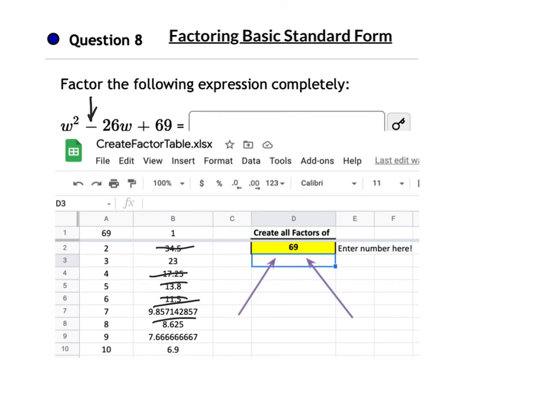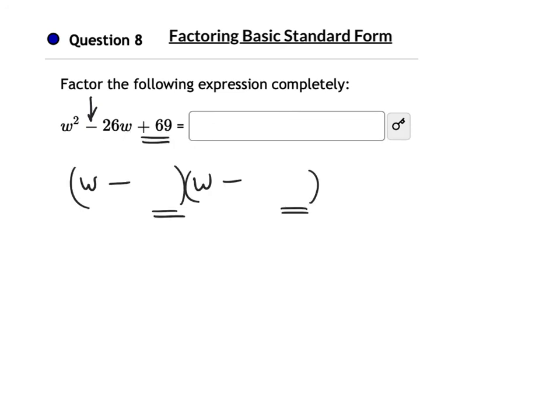Not a lot of options here, are there? 3 and 23, hey, those add to 26. 3 times 23 is 69. 3 plus 23 is 26. 3 and 23, and I can place them in either spot because the signs are the same.